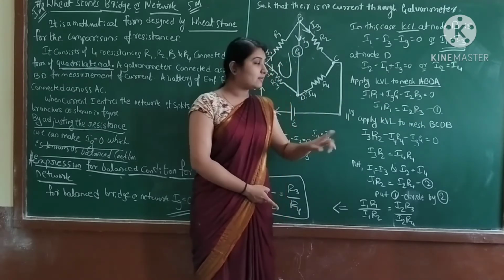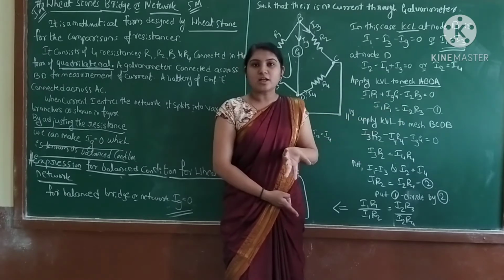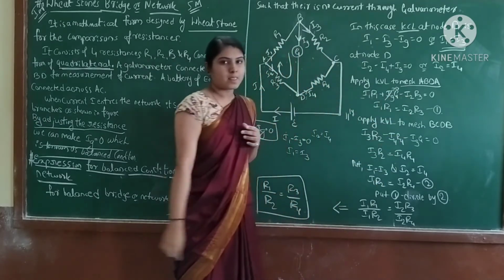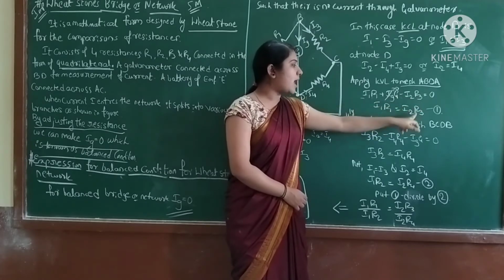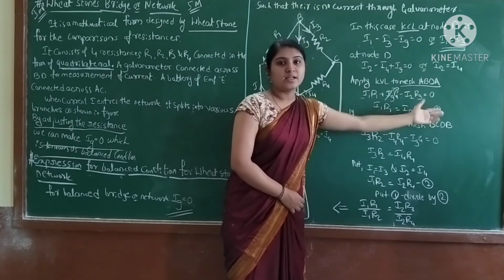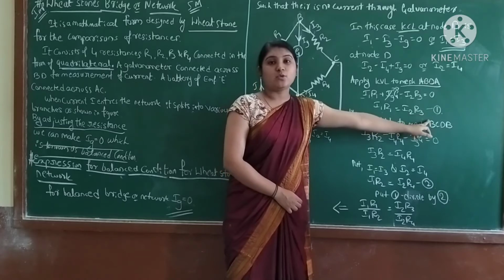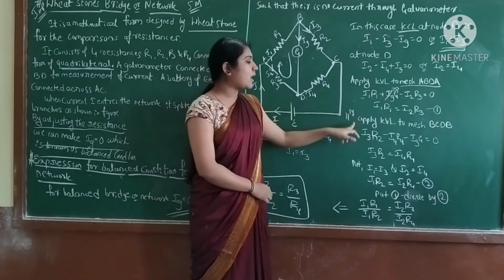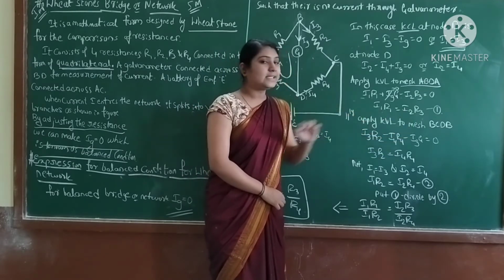But we know that Ig will be 0. 0 into capital G is of course 0. So put I1 R1 is equal to I2 R3, because if this negative sign goes to that side, it will become positive. I2 into R3. Take it as equation number 1. Then similarly you apply Kirchhoff's voltage law to the mesh BCDB.